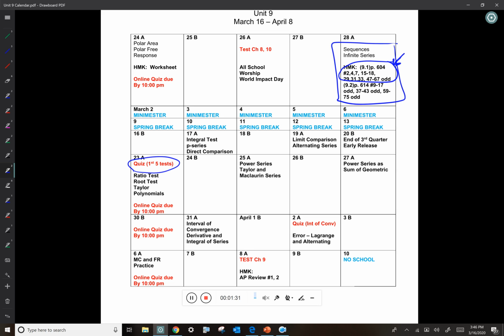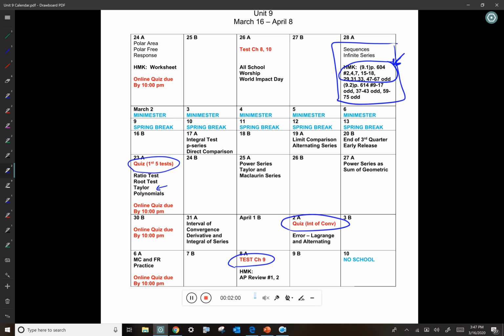There are several, and then we start into the second half of Chapter 9, which is where we start doing Taylor polynomials. We will go through that week, and then notice that we'll have another quiz on the 2nd before we finally finish this chapter and take a test on the 9th.